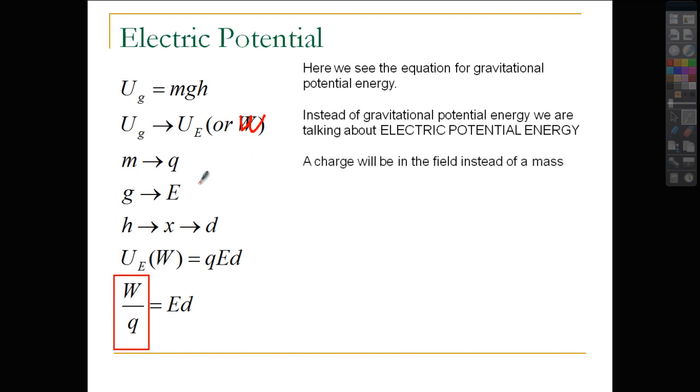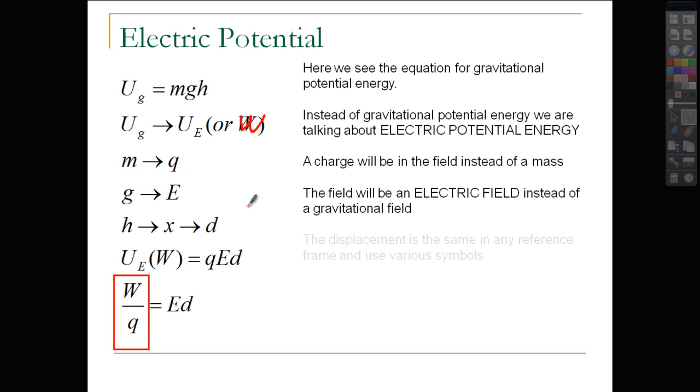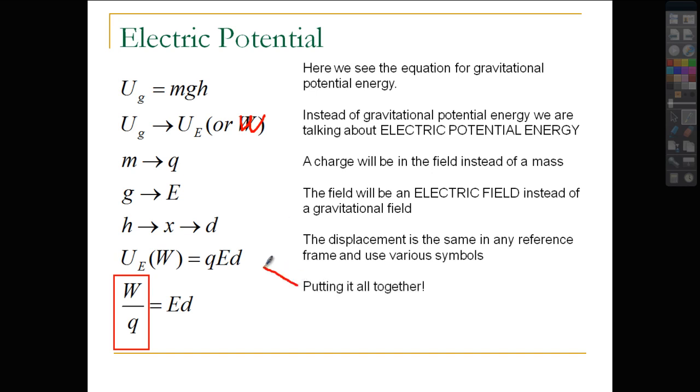A charge will be in the field instead of a mass. So instead of a mass falling due to gravity, we have a charge being moved through electrical stuff. The field will be an electric field instead of a gravity field. So instead of using little g, we use E. The displacement is the same in any frame of reference, and we can use any variables here that represent distance. We could leave it as h, but since sometimes the orientation of the plates could be different, we're just going to use this d. And putting it all together, replacing everything, we get W equals Q times E times D.